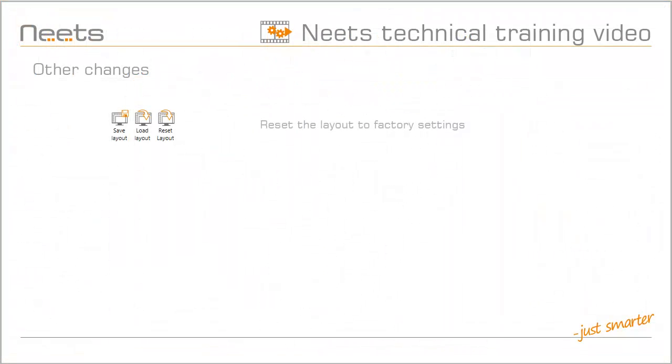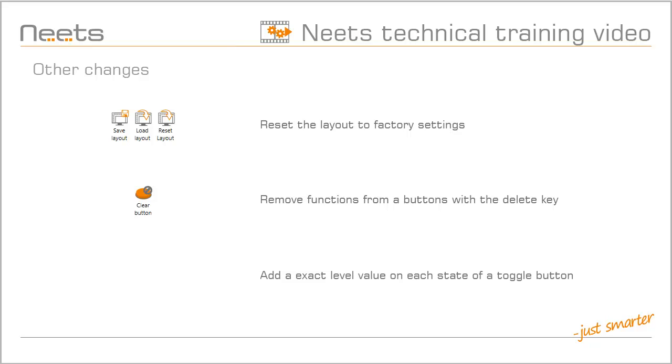Other changes include resetting your custom workspace layout. So if you have work files that are missing, then you can get them back here. When adding functions to your buttons, then you can press delete on your keyboard to clear the button. And it is now possible to add exact level value to each state of a toggle button.